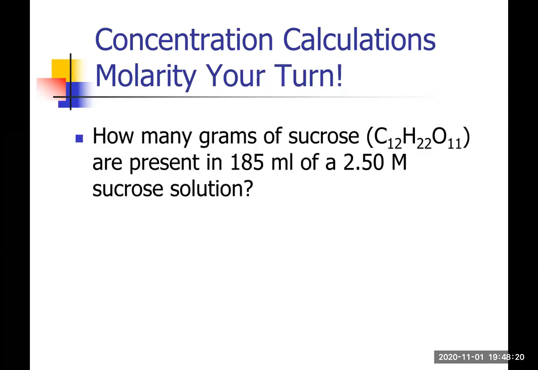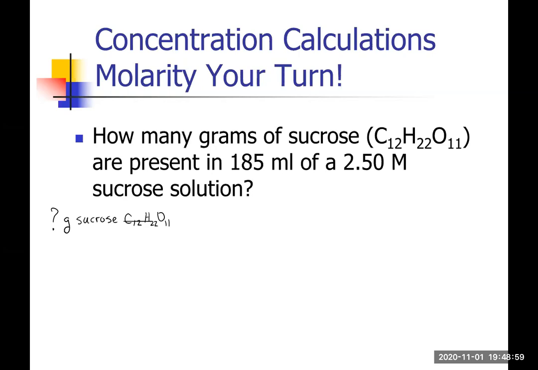Okay, let's try this one. And it is your turn, but I'm going to help you with this one, so I'll work through it with you. And we start writing down what we have. So they're asking for grams of sucrose, and sucrose is C12H22O11. And that is our solute. They want to know how many grams of sucrose are present in 185 mils of this solution.